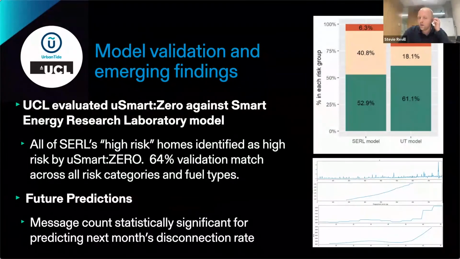And then finally, the idea that we're exploring at the moment with the data is that as messages go up in general within a population or on a household level, that is indicative that the next month there might be a disconnection. So you're seeing a little bit more sporadic use of the meter potentially, which indicates that in the following month we might be moving to a state of disconnection.